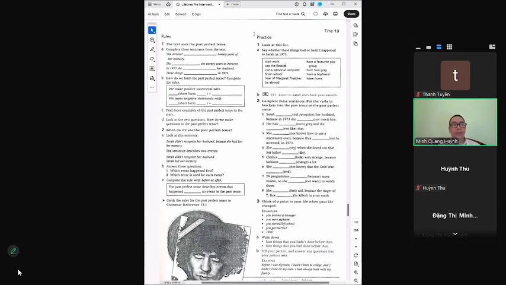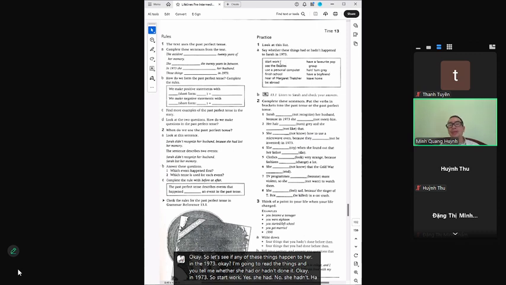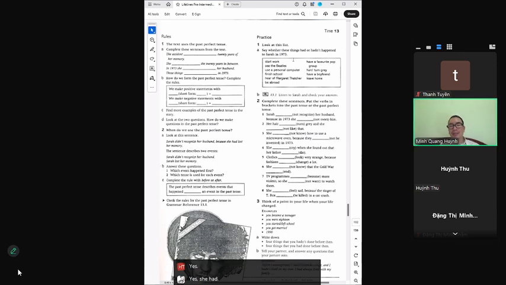Okay. So let's see if any of these things happened to her in 1973. I'm going to read the things and you tell me whether she had or hadn't done it. So, start work. Yes, she had. No, she hadn't. Had she started work in 1973? Yes, she had. Okay. Had she seen the Beatles in 1973?